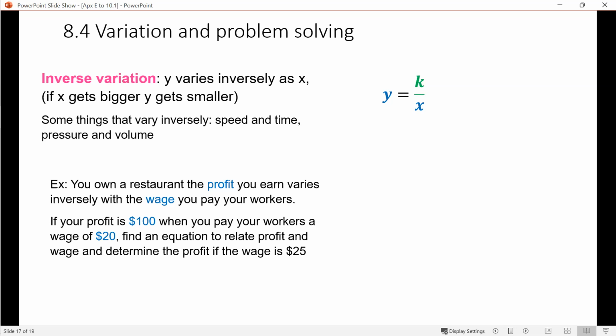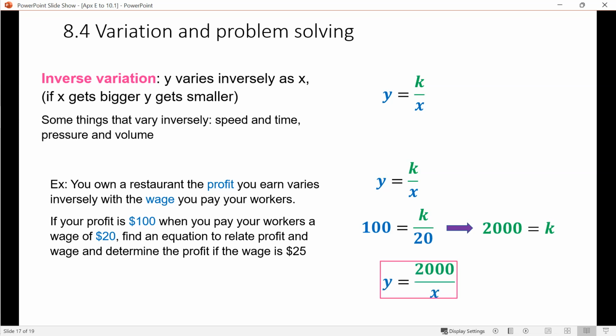Okay. So here we know that our profit and wage vary inversely. And we're going to use this formula y equals k over x. And we know that we have our initial conditions. So our profit y is going to be $100 when we give them a wage of $20. So first we'll figure out what our constant of variation is by solving this equation, 100 equals k over 20. And we get that k is 2,000. So now we go back to our equation that relates profit and wage, and we find that that equation is y equals 2,000 over x.